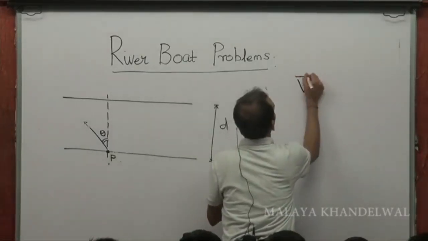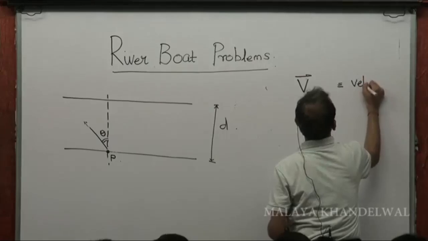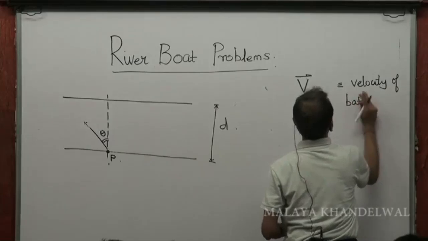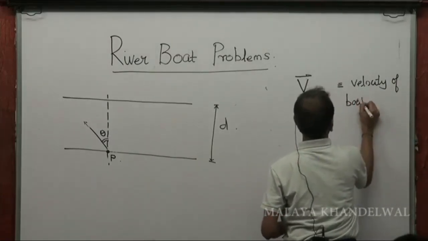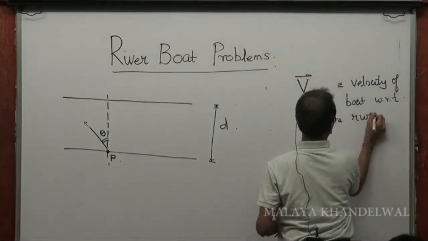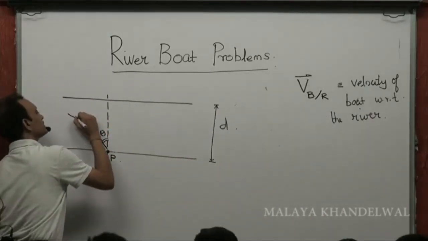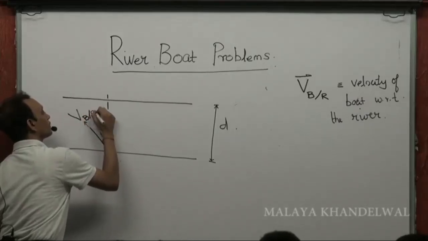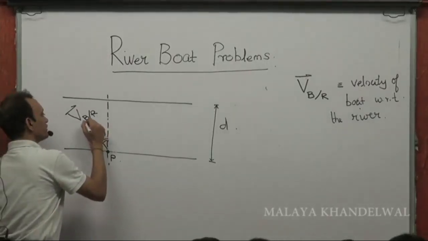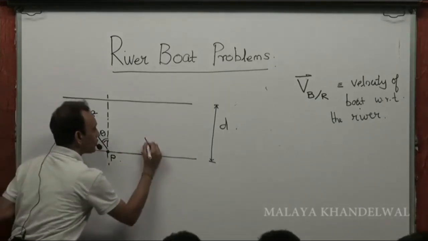Say, let me call VBR the velocity of boat with respect to the river. And say this is the direction of the relative velocity, and this is the direction of the velocity of the river.